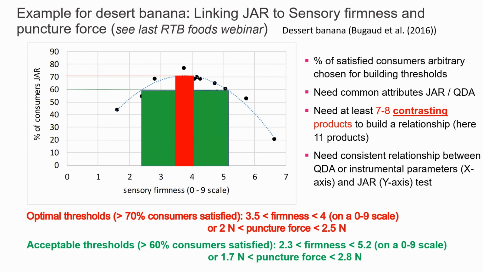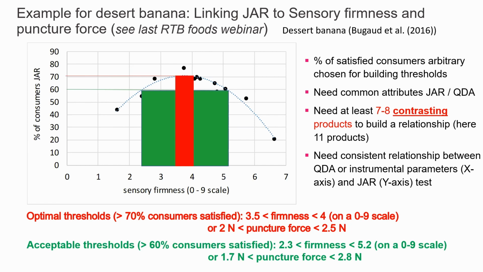Those panelists are trained like machines, because they give you a score for each trait. They will say, on a scale from 0 to 9, sourness is 4 or 5. So he linked the consumer testing to this data and was able to determine some thresholds, and also link that to the puncture force.